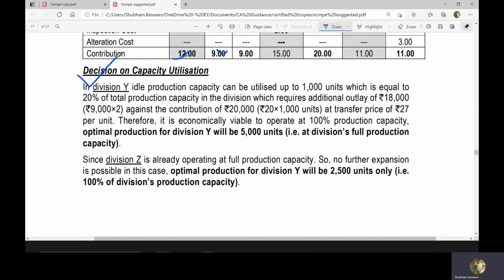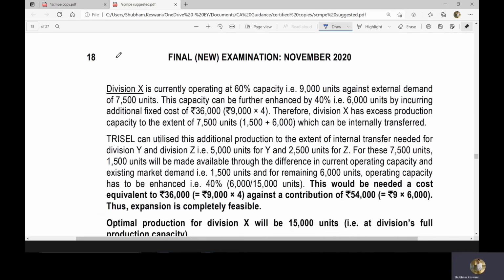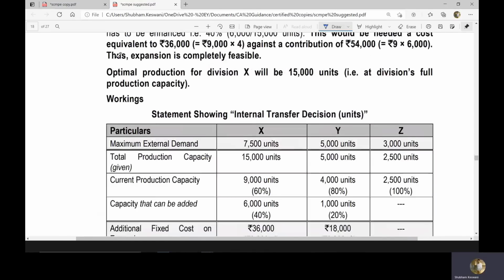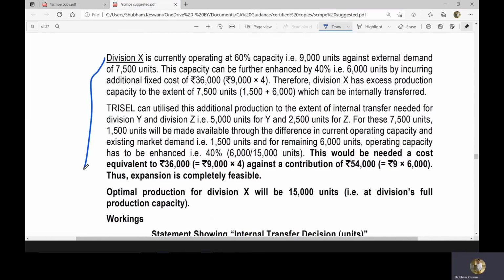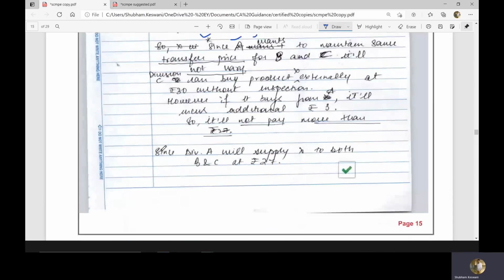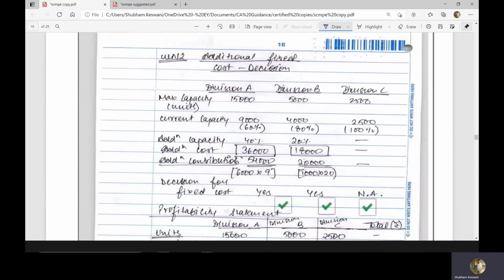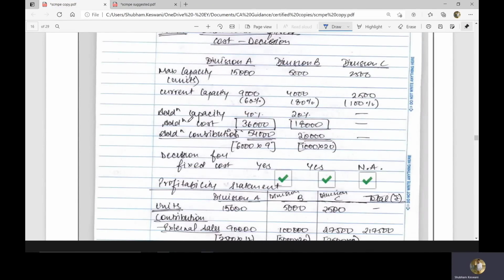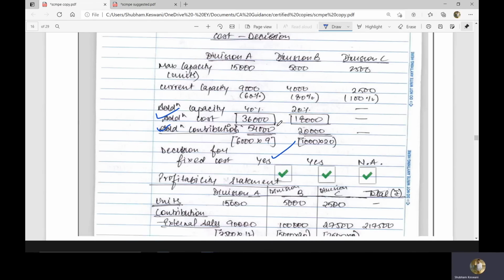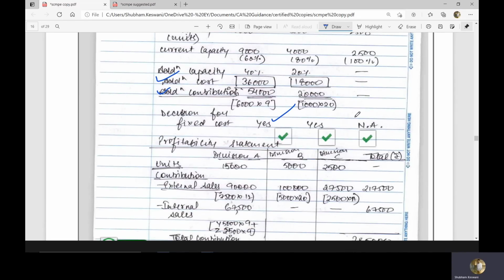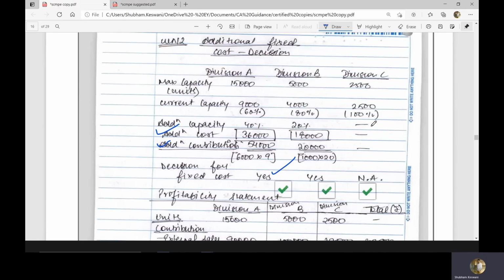Then again, coming to the decision of capacity utilization. What ICAI has done is that they have shown it through paragraphs. I actually showed it through proper systematic working, wherein I showed the additional contribution and the additional cost. Then when I compared both, I could arrive at a decision that yes, since contribution is more than the cost, I can take the decision yes, yes, and not applicable because division C is already operating at its 100% capacity.